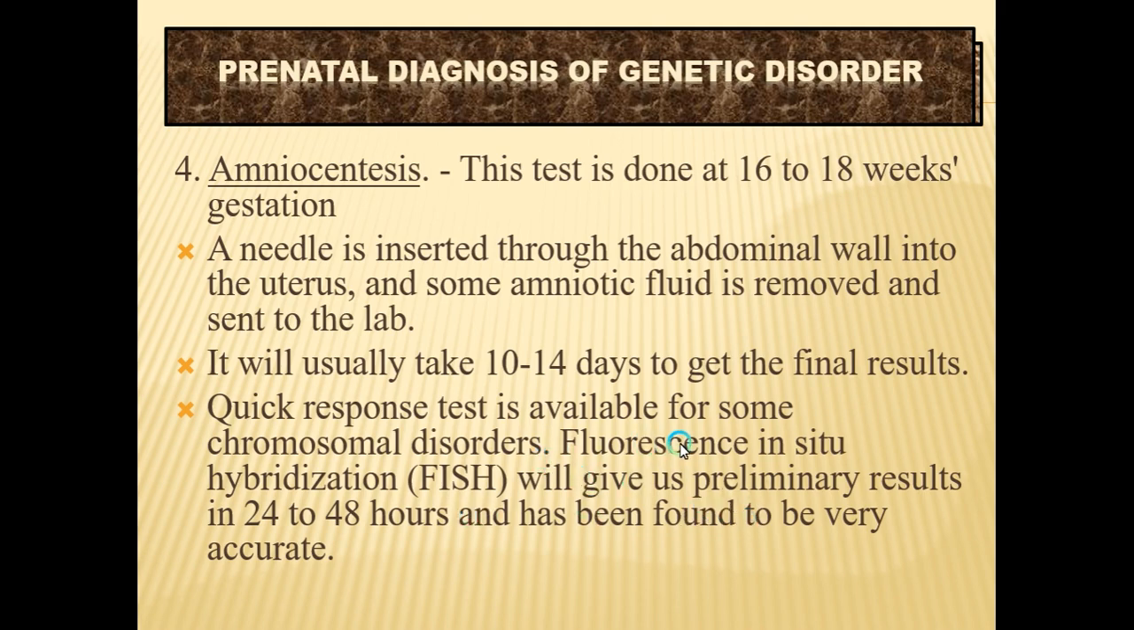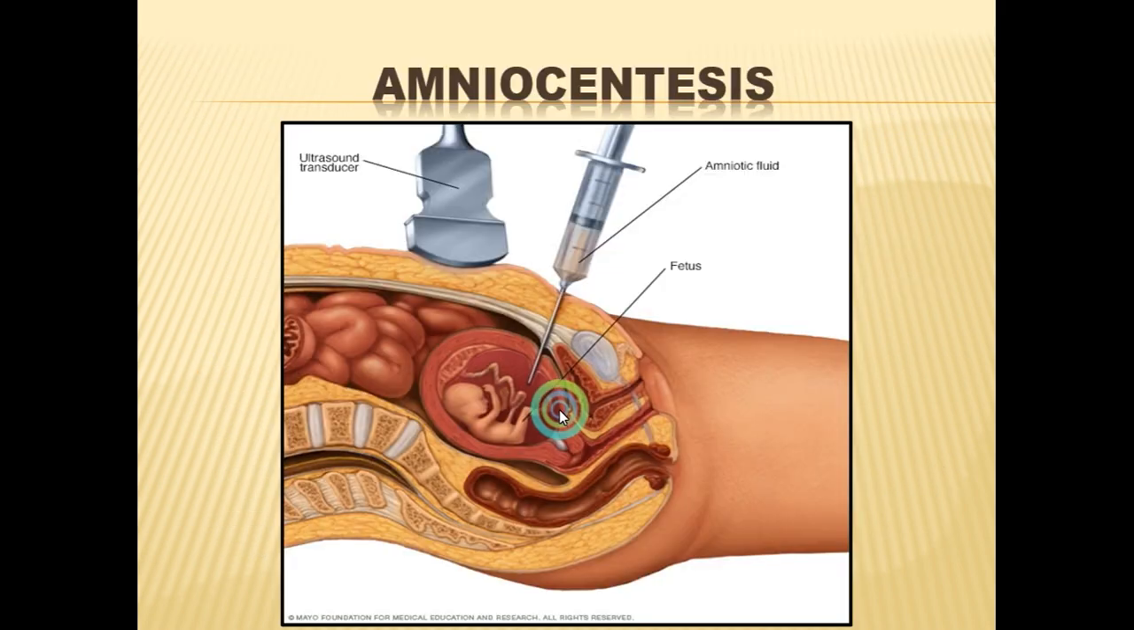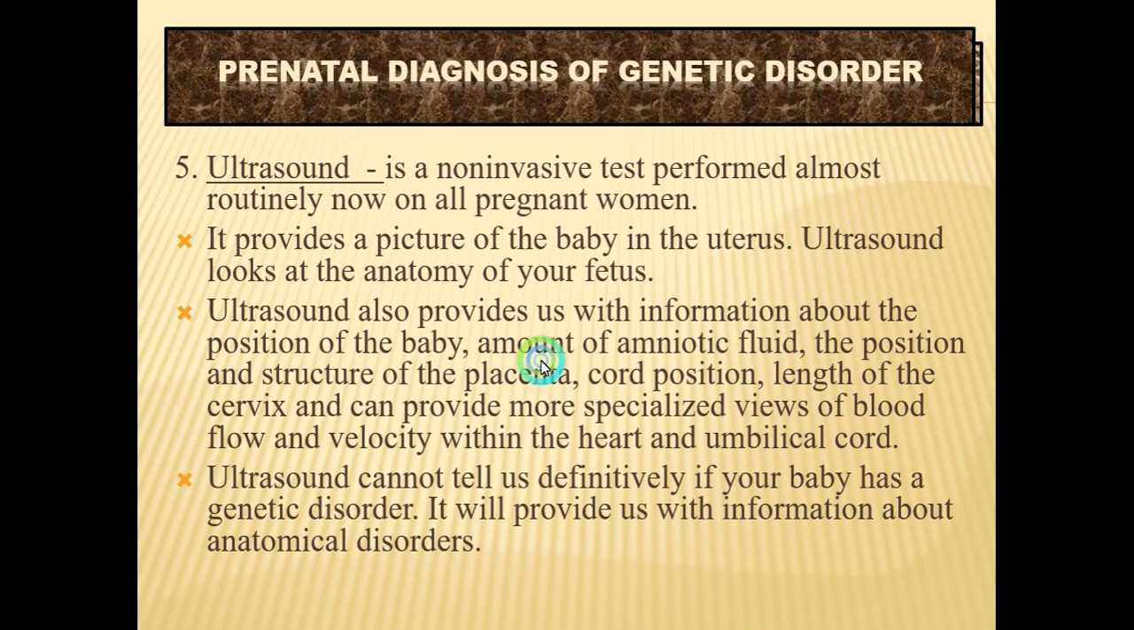What is FISH? It is fluorescence in situ hybridization. By doing this test we get the result in 1 to 2 days as compared to 10 to 14 days. So this is how you do an amniocentesis. You have an ultrasound transducer, we introduce a needle, and then we take some amniotic fluid, and then we study it. So that is called amniocentesis.